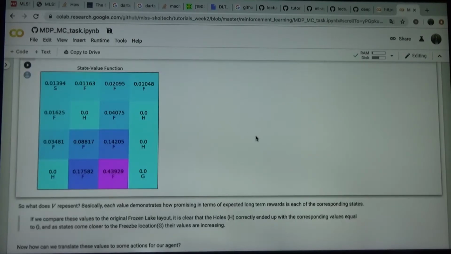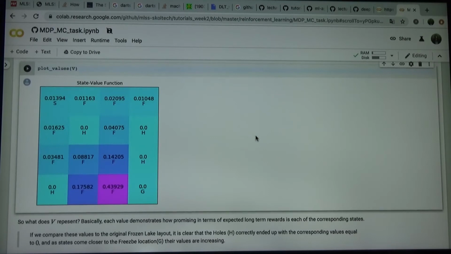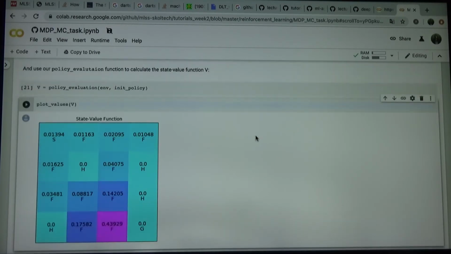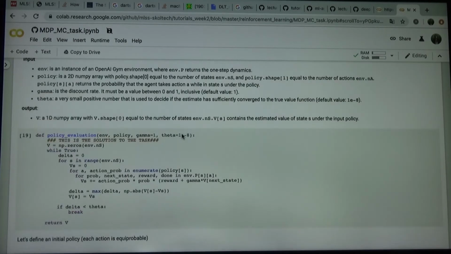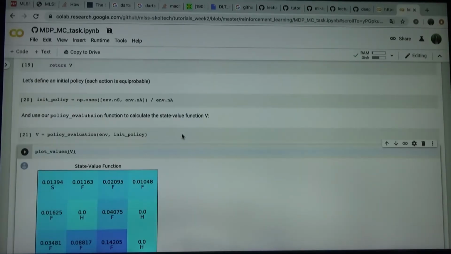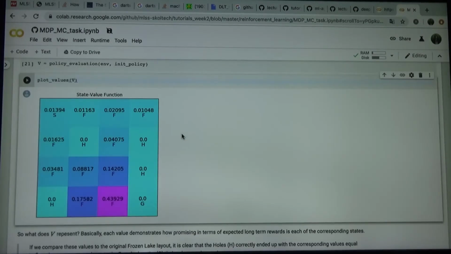Okay. So here is the value function. And remember, the value function is not the exact term; to be exact, it's the state value function. So with this initial policy, we have evaluated our state value function. And as we can see, here's the goal, here's the starting state.